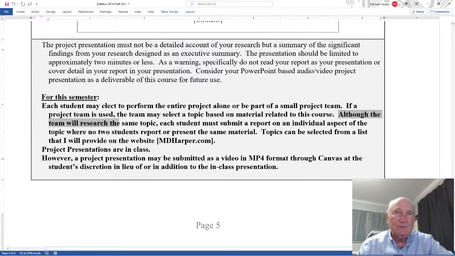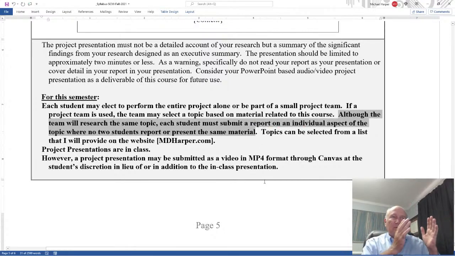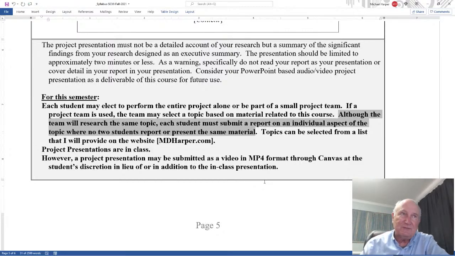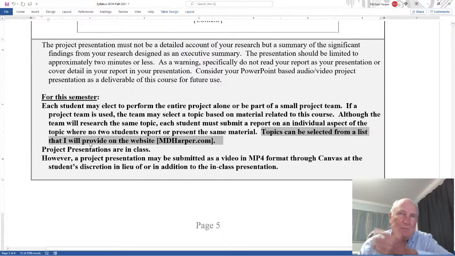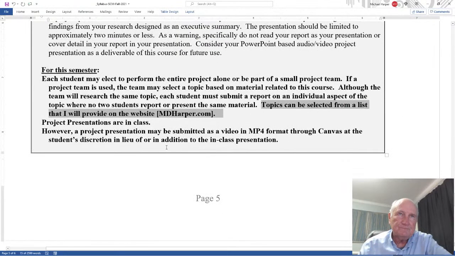Although the team will research the same topic, each student must submit a report on an individual aspect of the topic, where no 2 students report or present the same material. So you have a topic, but each student reports something a little bit different. It's not the same material. Topics may be selected from a list I will provide from my website.